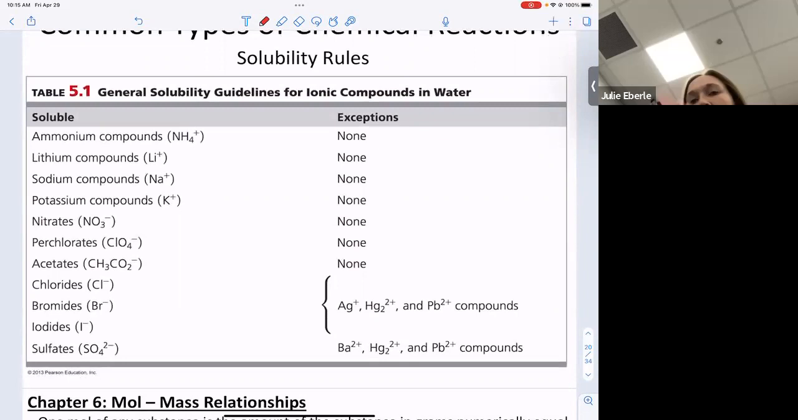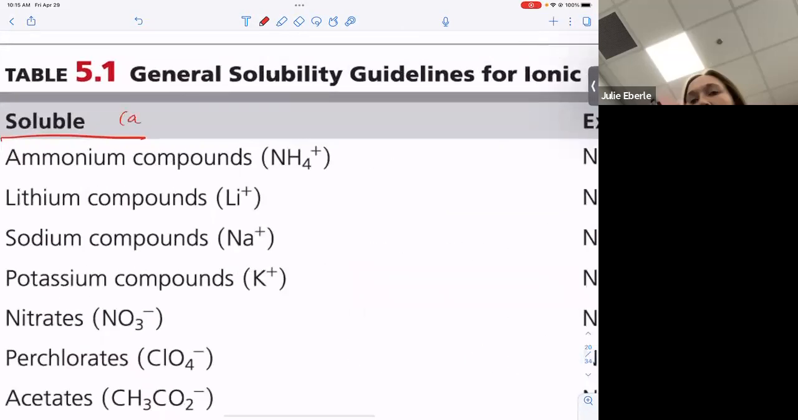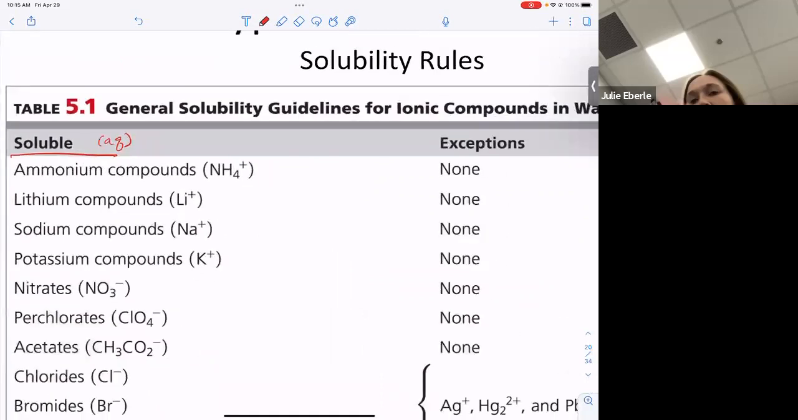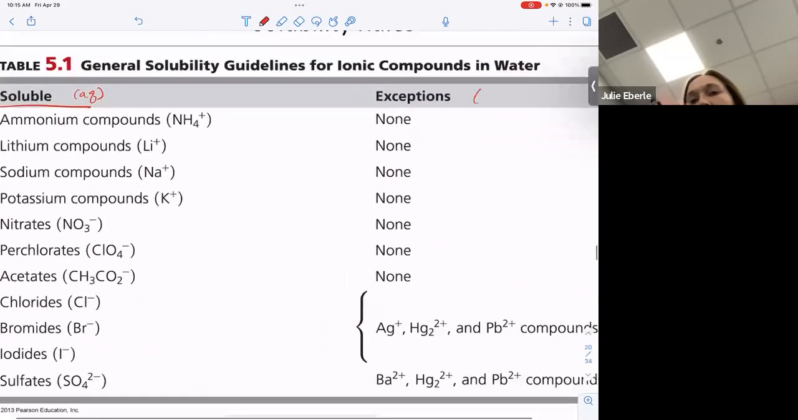So just remember, anything on this side, the left side of the table, this says soluble at the top, which means anything that is soluble is aqueous. Okay. S does not stand for soluble. Anything that is an exception is going to be S, which means it will form a solid, and that is a precipitate.